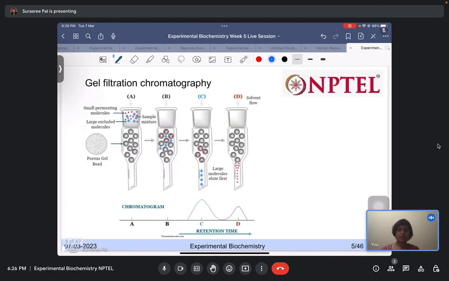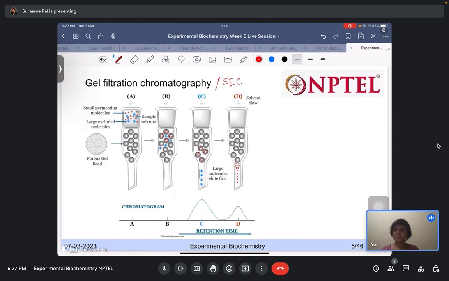So next we will look at a particular type of chromatography, which is gel filtration chromatography, also called size exclusion chromatography, or SEC. This chromatographic technique involves the separation of the proteins based on size and shape of the protein.